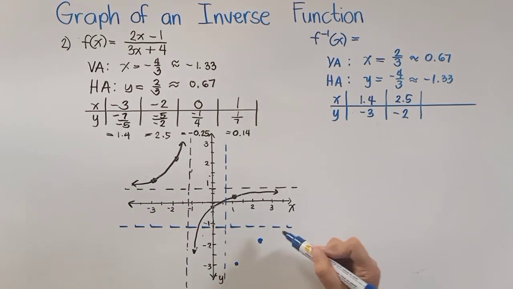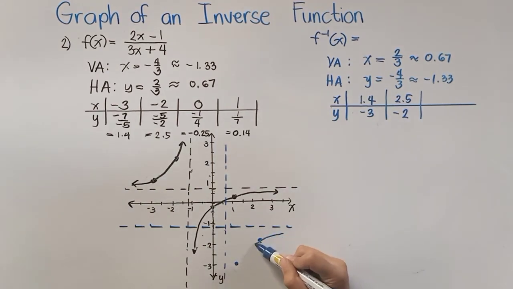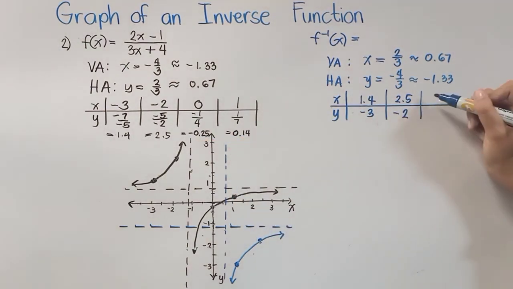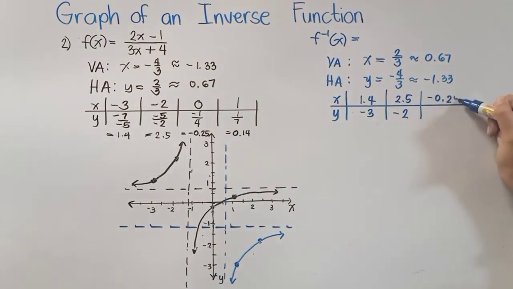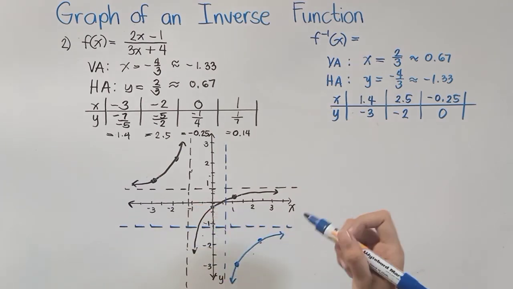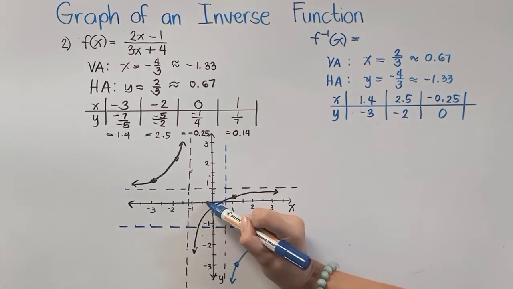Now let us create the curve again, connecting the points. Remember not to touch the asymptotes. As you can see, this graph here is the reflection of our original function. So let us continue here to get the reflection of the other one. Negative 0.25 is paired with 0. So it's in this axis.